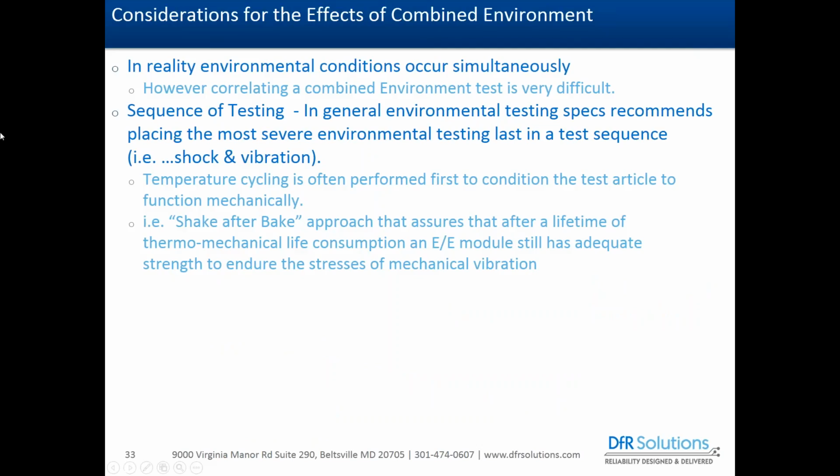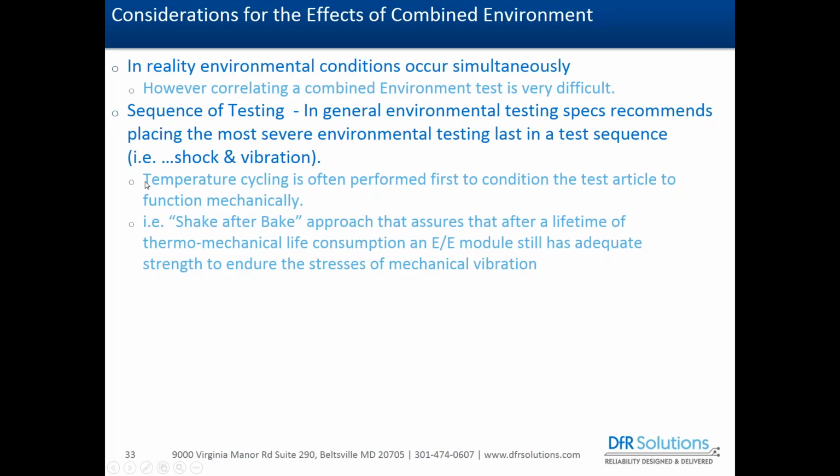So, as I said, in reality, environmental conditions occur simultaneously, and we would like to test simultaneously, but correlating a combined environment life test is very difficult. I tried, because it's difficult to define the combination of two stress levels in the field of what's appropriate. And we got into a lot of cases where we had situations of false failures. So what we wound up doing was going to sequential testing, and this is also recommended in those environmental test specs I referenced at the beginning of this talk, that you would like to run your most severe environments last in a test sequence. That usually means your vibration and shock.